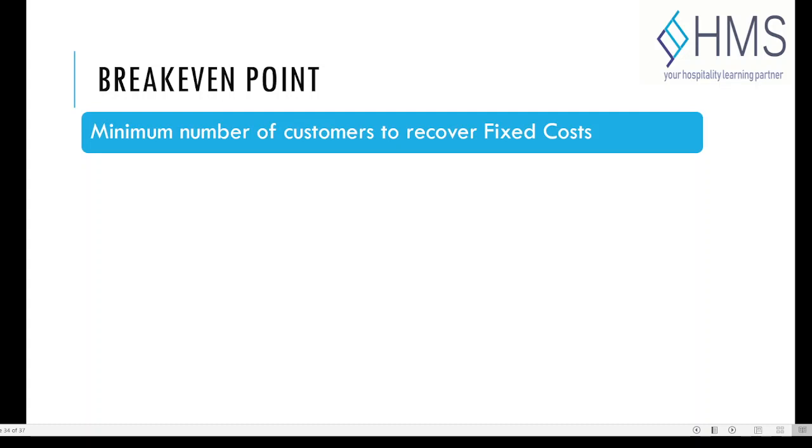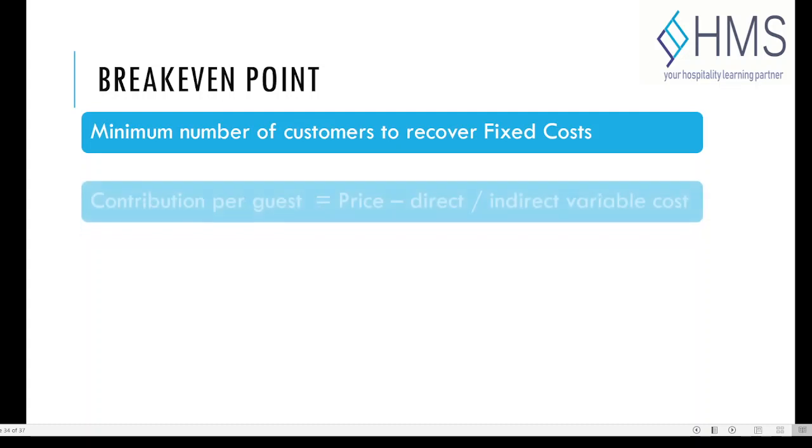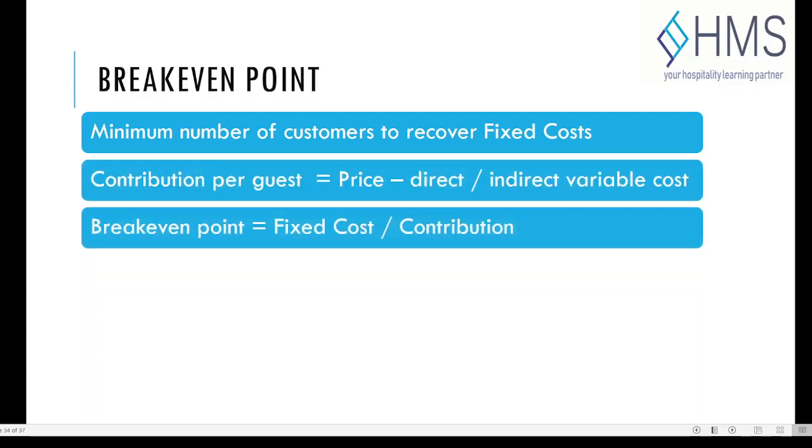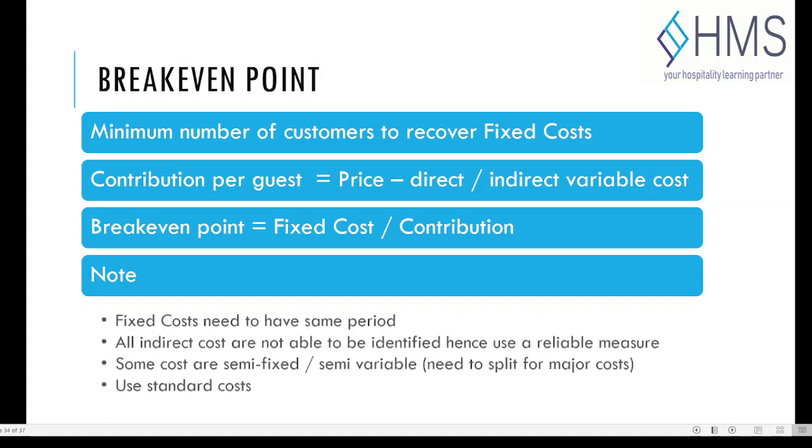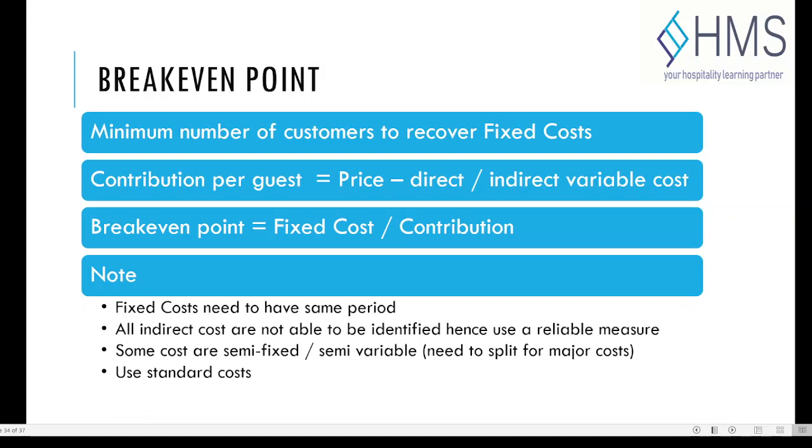Break-even point is basically to cover the fixed cost. It's a pretty simple formula. You calculate the contribution, which is price minus the direct or indirect variable cost, and then you calculate the break-even point by fixed cost divided by contribution, right? Fixed costs need to be for the same period, meaning it's either monthly, or you have to convert them into monthly as you are calculating the period of break-even.